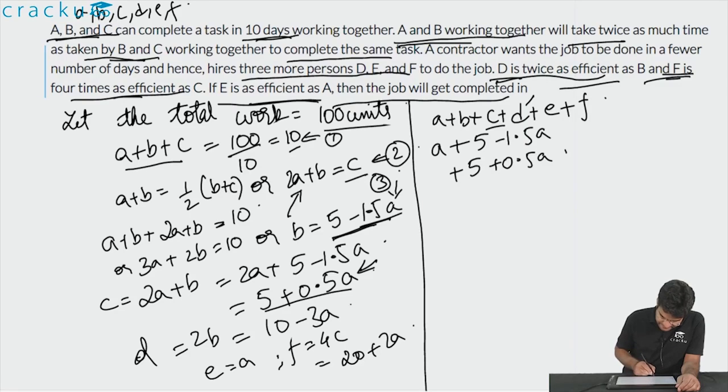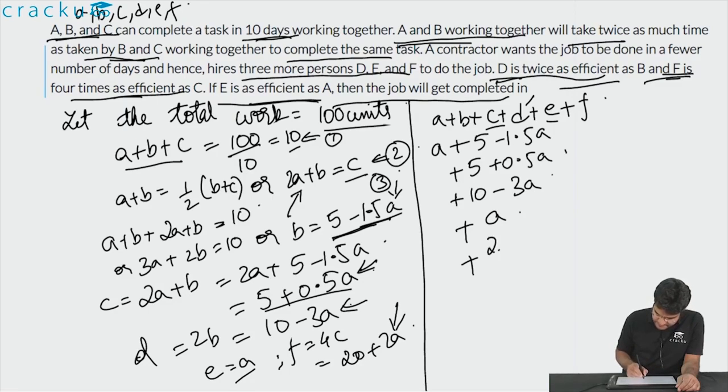D is equal to 10 minus 3a, plus E is equal to A, and F is equal to 20 minus 2a. So the total work done in one day by the 6 people is this sum. If you simplify this sum, if you just calculate the constant term first, it is 5 plus 5 plus 10 plus 20.